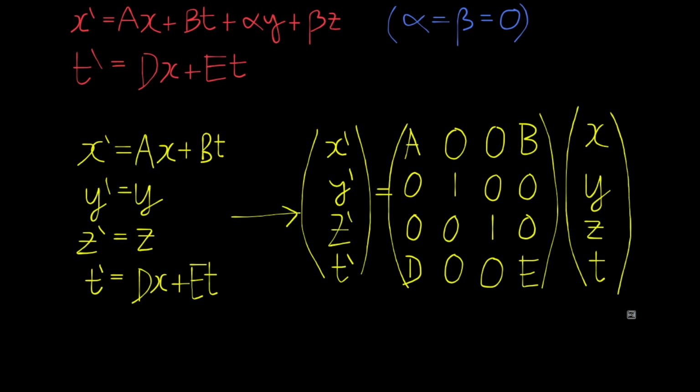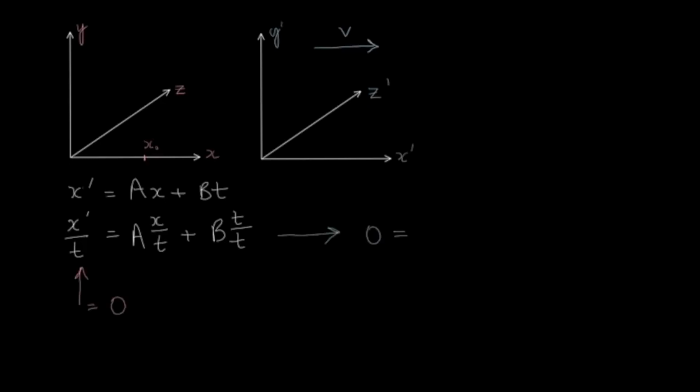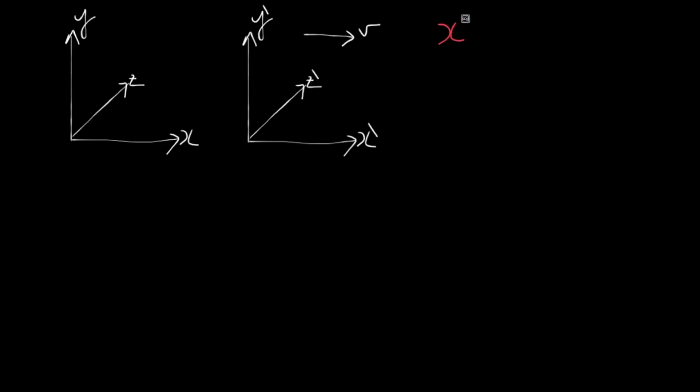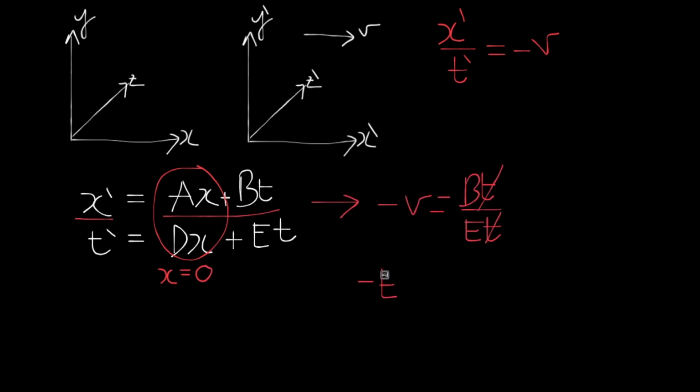Firstly, imagine how the observer S sees the origin of S' moving. It moves along the x-axis with speed v, so if an event occurs at the origin of S', then the x and t specifying this event must satisfy x over t equals v. Therefore, plugging this into our equation for x', we can work out that b equals minus av. The observer in S' sees the origin of S moving with velocity minus v. Remembering that the velocity is given by x' over t', and here x equals 0 by definition, we find that a equals e.